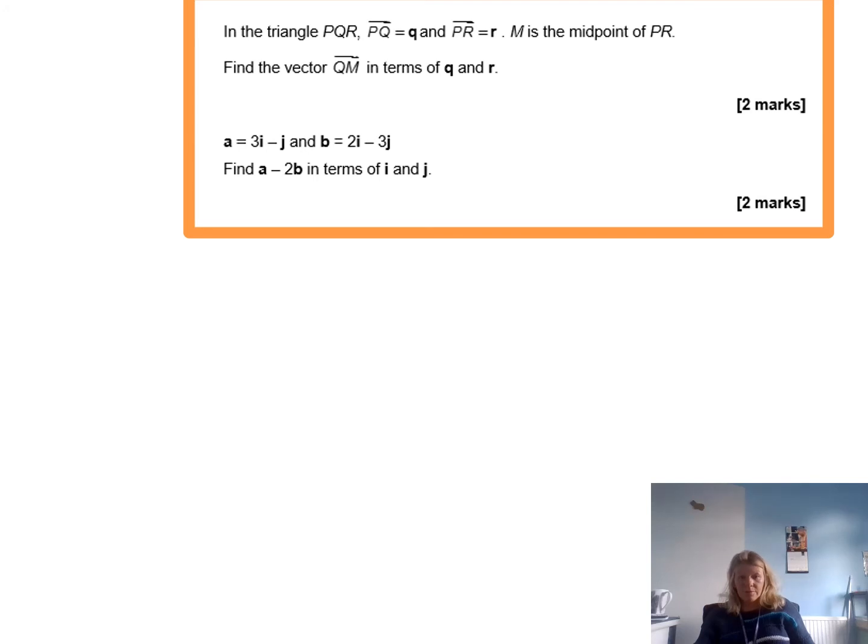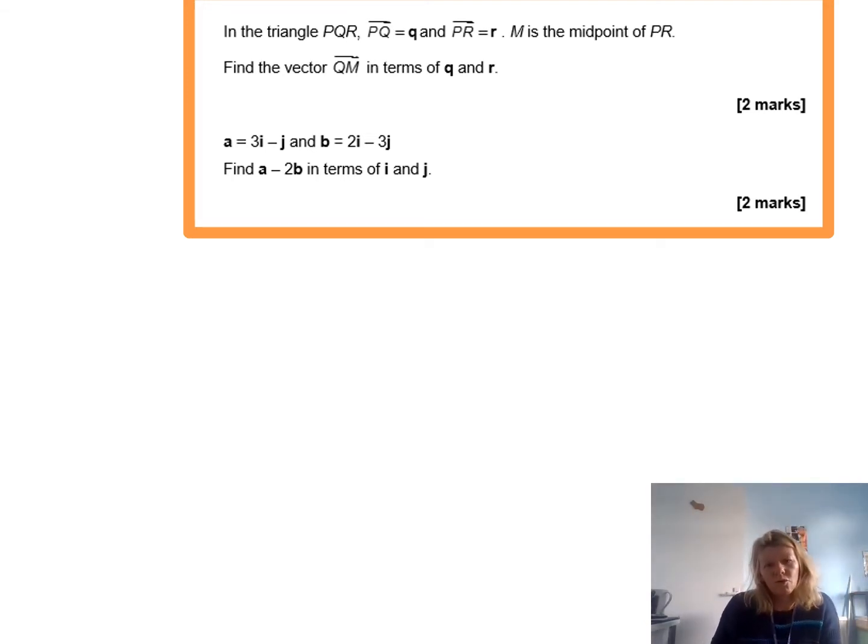Hello folks, got a question here from you, a bit like the vector ones you've just been watching. You might want to pause the video and have a quick go at that. It says in a triangle PQR, PQ is q, PR is r, M is the midpoint of PR. Find the vector QM in terms of q and r. Have a go at those.